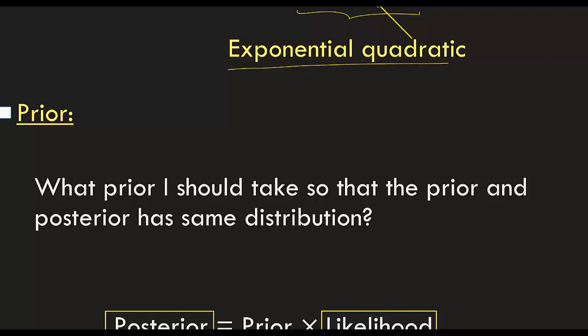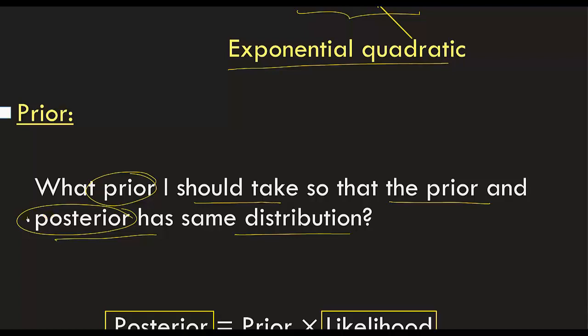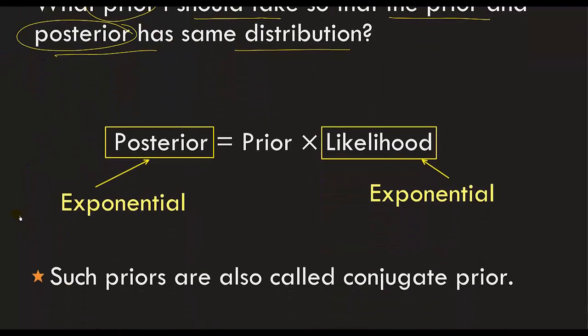So before discussing the prior, I have a question: what prior should I take so that the prior and posterior have the same distribution? What should be the condition on the prior so that the final posterior distribution and the prior distribution are the same? If you think a little bit, you will see this.